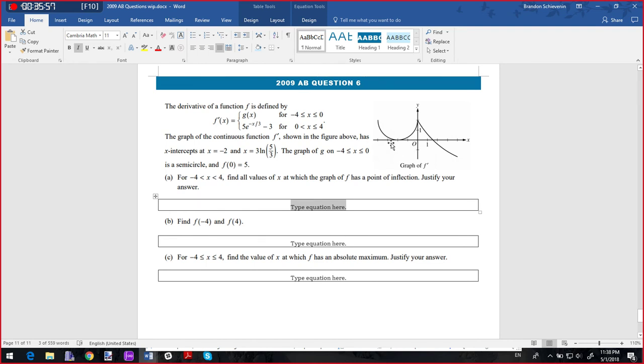It also changes from increasing to decreasing at x equals 0. So I have 2 points of inflection. So the graph of f has a point of inflection at x equals negative 2 and at x equals 0.